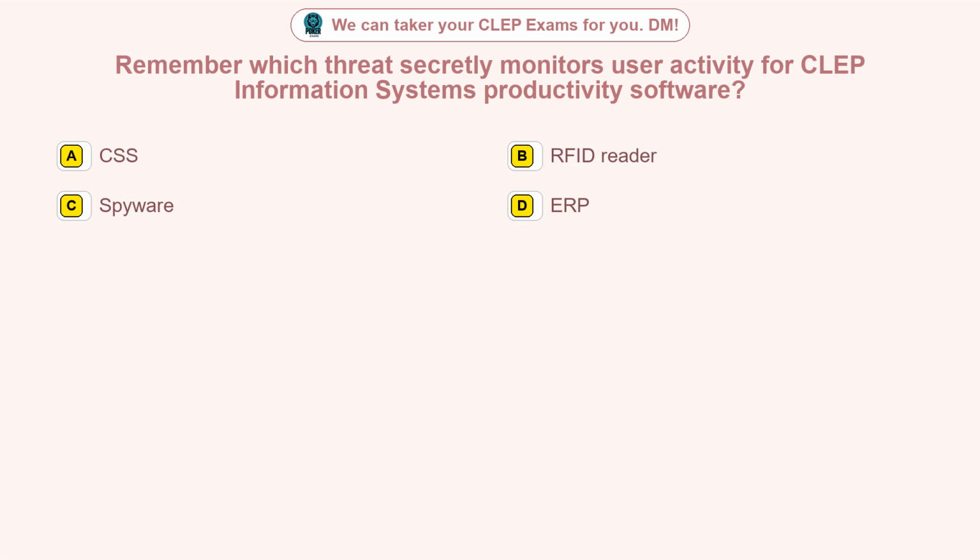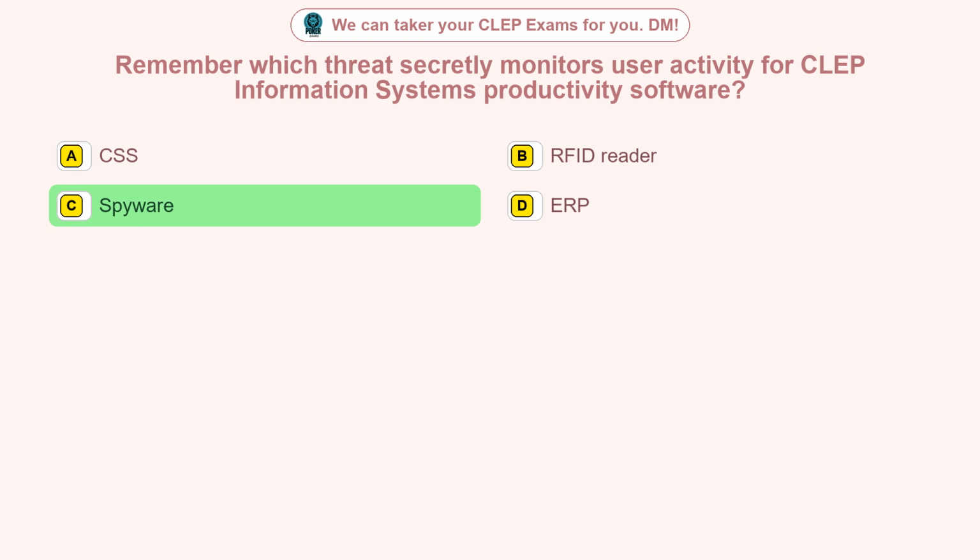Question 43. Remember which threat secretly monitors user activity for CLEP Information Systems productivity software. Option A. CSS. Option B. RFID reader. Option C. Spyware. Option D. ERP. The correct answer is option C.